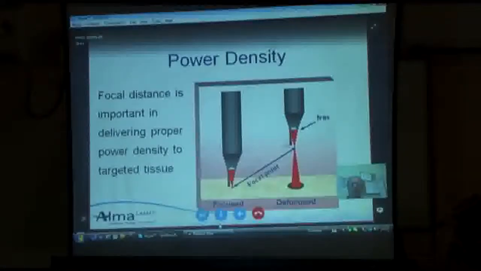You can see here a focused lens on the tissue, at the level of the tissue, on the left, and defocused on the right. We can use these different distances to make a different impact or thermal effect on the skin.